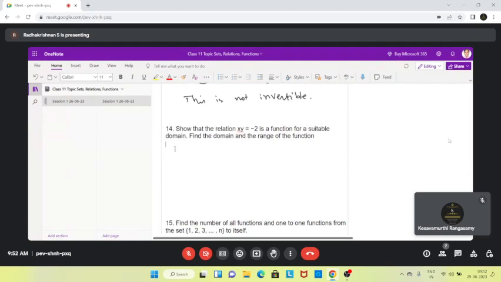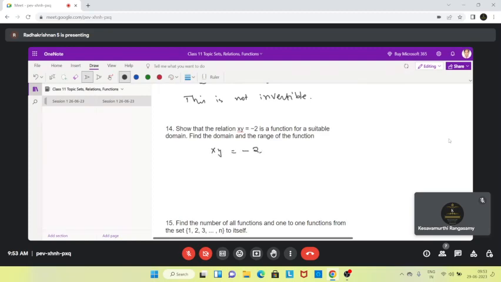Okay, so this is the next problem. Show that the relation xy equal to minus 2 is a function for a suitable domain and find the domain and the range of the function. The relation given is xy equal to minus 2. So the question is, for what domain is this a function? Find the domain and range for which this is a function.